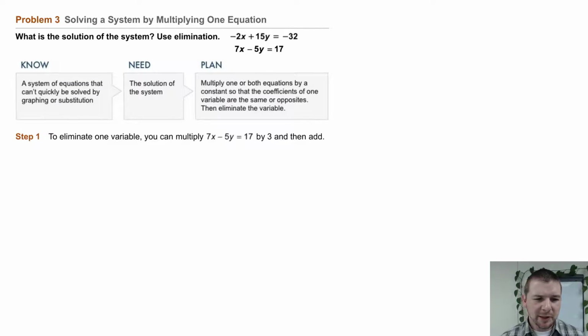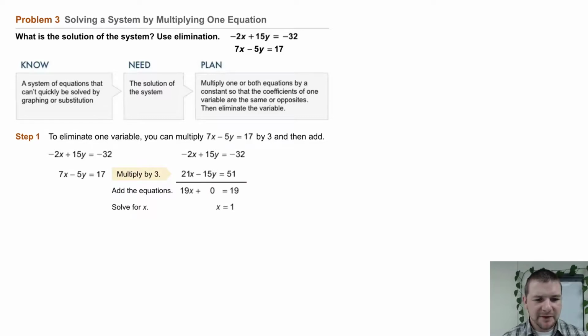Step 1. To eliminate one variable, you can multiply the second equation, 7x minus 5y equals 17, by 3 and then add. So take note, what that's going to do for us is it will leave us with negative 15y's, the opposite number of y's that we have in the original equation. So once we establish this new equivalent equation, we can add it to the first equation to cancel out y's. We'll see that begin in step 1.